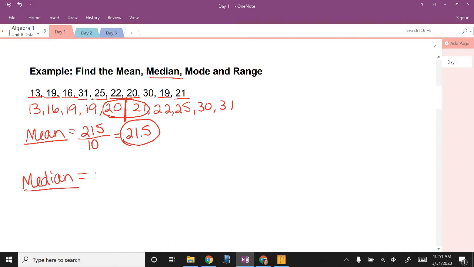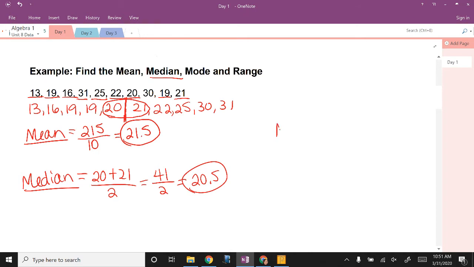So I'm going to take the average of those 2 numbers, 20 plus 21, and divide by 2, because there's 2 of them. 20 plus 21 is 41. Divide by 2. 41 divided by 2 is 20.5. So my median of my data is 20.5.